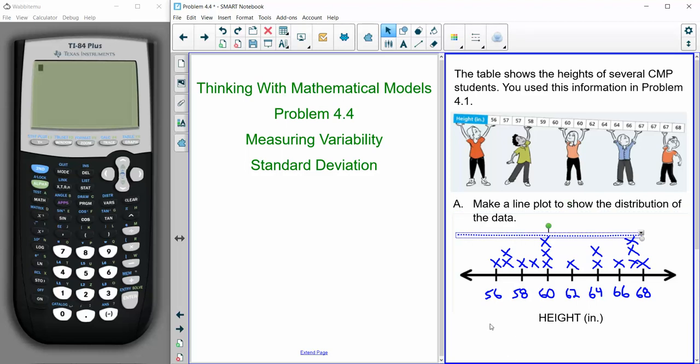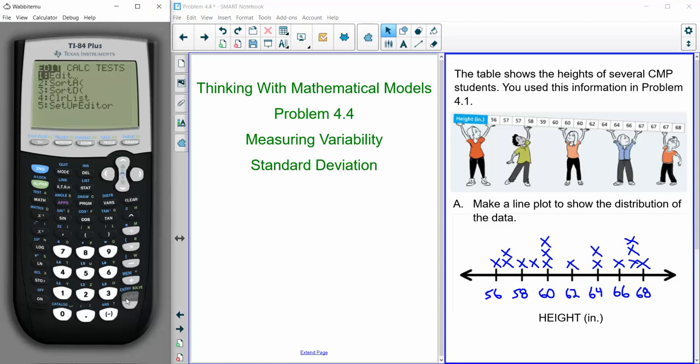So we can see the distribution of the data. Let me show you this real quick. We'll probably use this data later anyway. I'm going to put this data in the calculator: 56, 57, 57, 58, 59, three students that are 60, the 62, the 64, 64, 66, three students who are 67 inches tall, and the tallest student in class, 68.